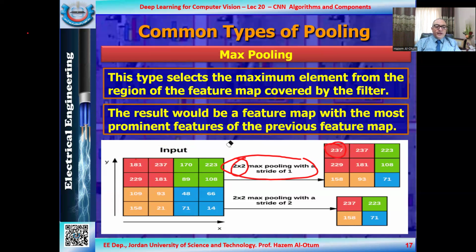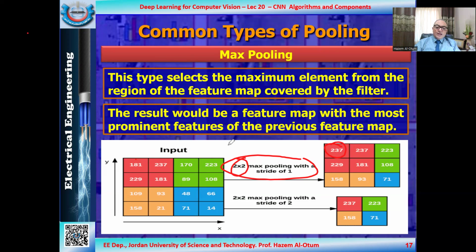By taking a stride of 1, we move by 1 step to the right. Again, 237 will be obtained. We next move by one pixel, or one stride, to the right. This will give us 232, and so forth. We repeat the process.